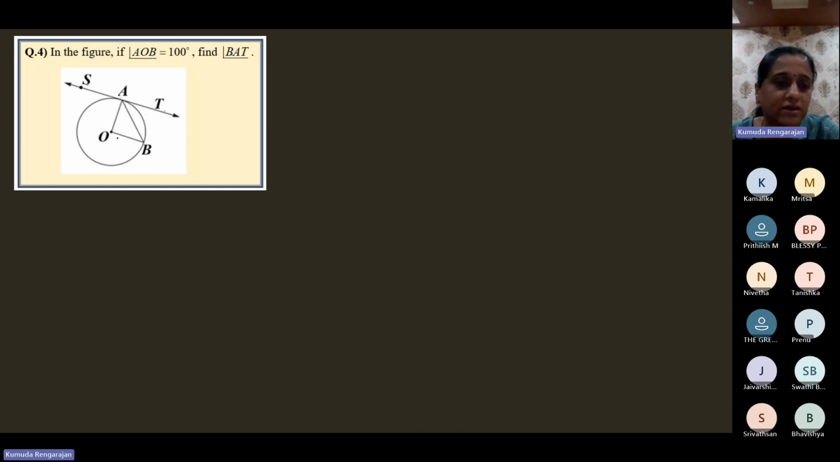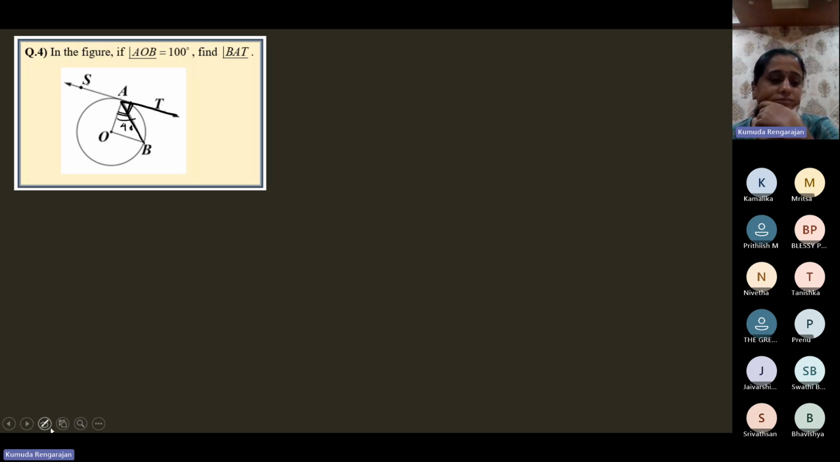We'll see it again. This is 100, given. Now this triangle is isosceles. So 180 minus 100, 80. This angle is equal to this angle because these two sides are equal. So 80 divided by 2, 40. This angle is 40 degrees. Now, this is 90 degrees, and this 90 degrees is made up of two angles. One is BAT, which we have to find, and then this 40 degrees, which we just found.